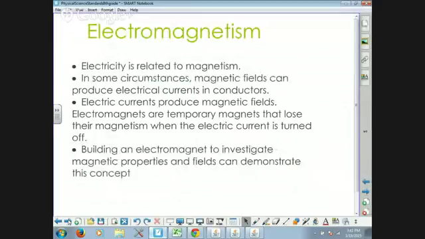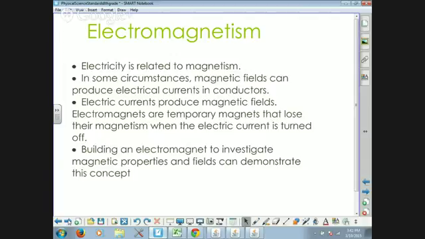Electromagnetism: electricity is related to magnetism. This is a question on your test tomorrow. It talks about how electricity creates magnetism, and how magnetism can create electricity. It's really crucial that you understand this. This is in your everyday life. This isn't just, hey, I think I maybe learned something about that the year that we had Mrs. Gordon-Coy. This is something that's going to be in your everyday life.